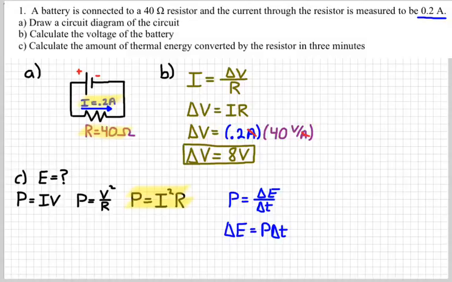And so if we just substitute into that, we had a current of 0.2 amps. And then don't forget we ended up with a square on that. And then a resistance of 40 ohms.